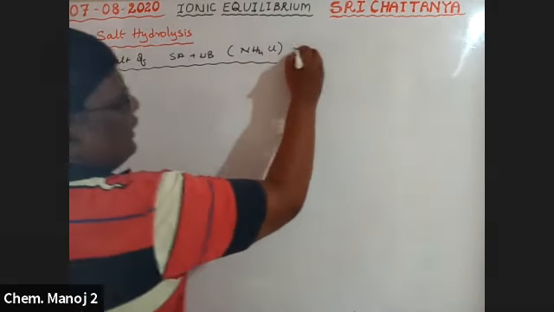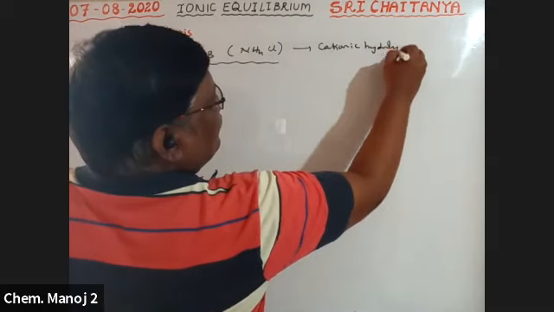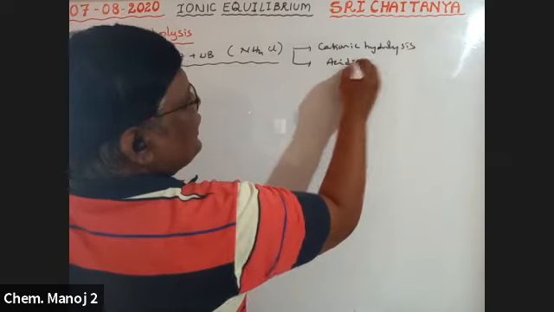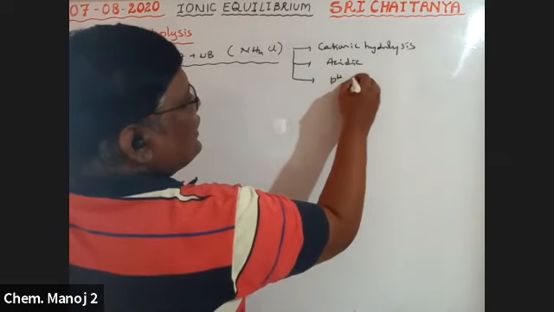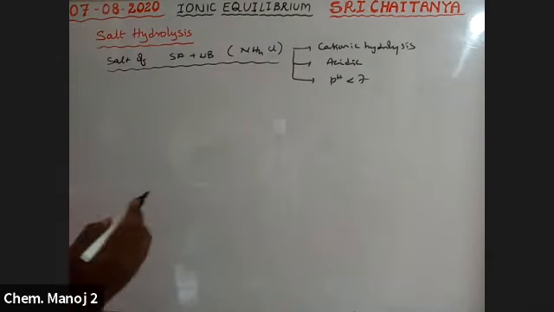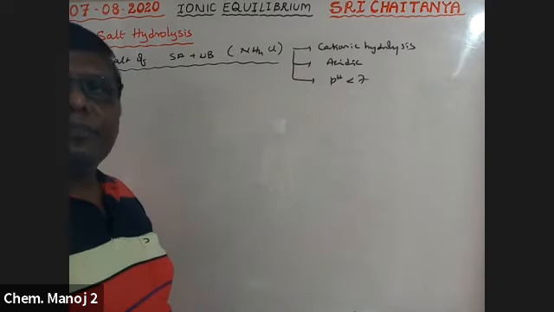So what is the final condition? It is involved in cationic hydrolysis. The solution is acidic in nature, so pH is less than 7. So cationic hydrolysis takes place. How much is the hydrolysis constant? Let us discuss the derivation.